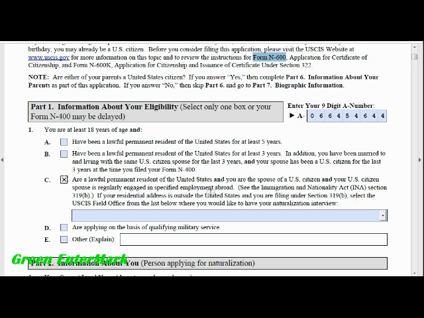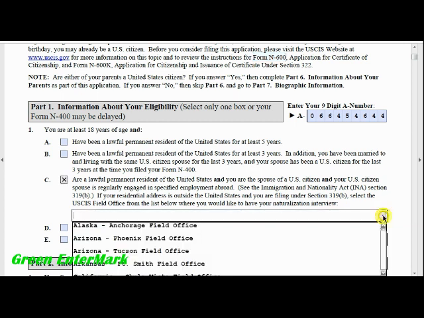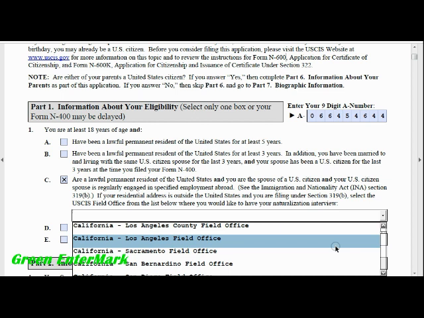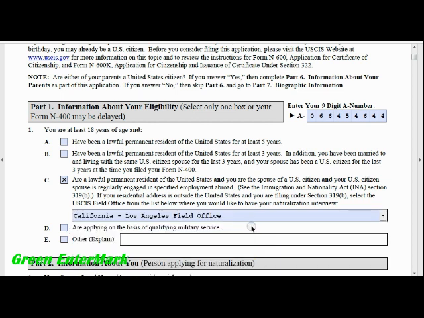And if your residential address is outside the United States, you are filing under section 319(b). Select the USCIS field office from the list below. If someone is filing outside the USA, you have to select the office in which you want to be given the interview.